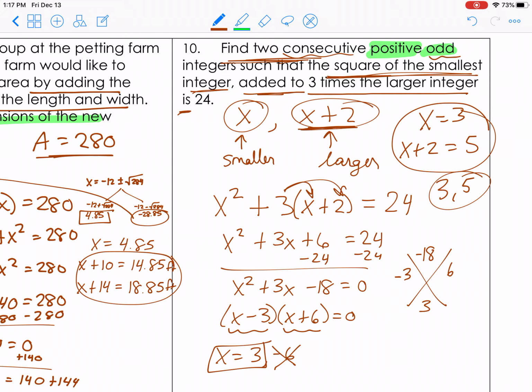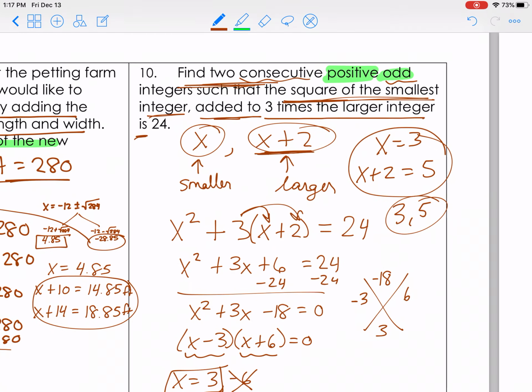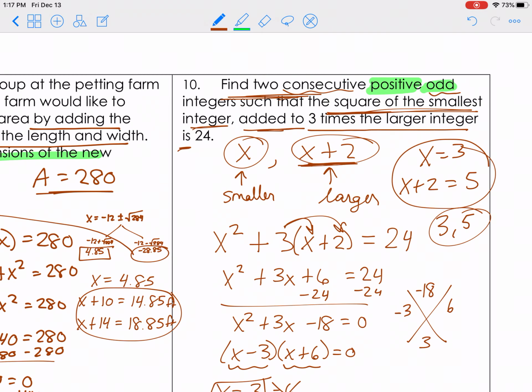Now we can also double check and make sure that it fits the story problem. So let's do that. The square of the smallest, that would be 3 squared, added to 3 times the larger, 3 times 5, is 24. So we could pop that in our calculator and check. That would be 9 plus 15, that is 24. So we got the right answers there.